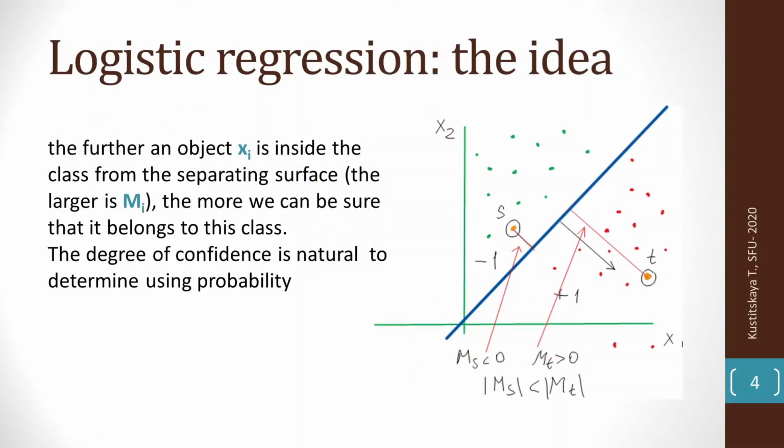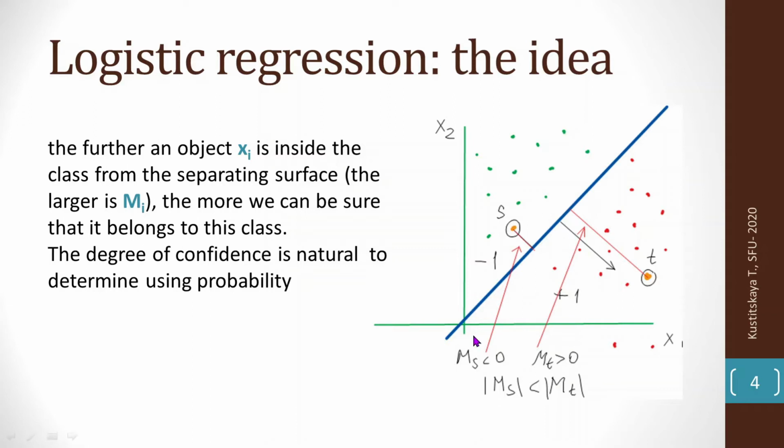Now we consider one of the possible principles of classification, which underlies the method of logistic regression. In this picture, we see a binary classification problem. We have 2 classes, class of red and class of green. This blue line is a separating hyperplane, which for the 2-dimensional case is just a straight line.